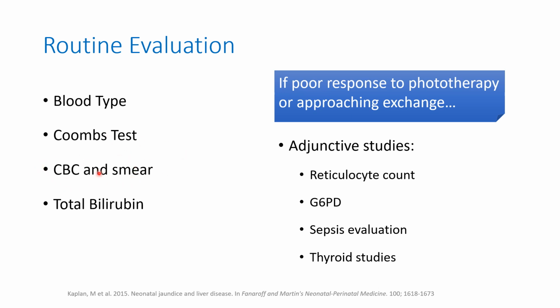You always request CBC and smear, and total bilirubin, as we said. If the baby responds poorly to phototherapy or is close to the exchange at the escalation of care, then you should add retic count, G6PD, sepsis, thyroid. G6PD, if you are in the Middle East, maybe you can use a different strategy. In my center, we do screen G6PD because we have a very high rate of G6PD. So it depends on the institution.